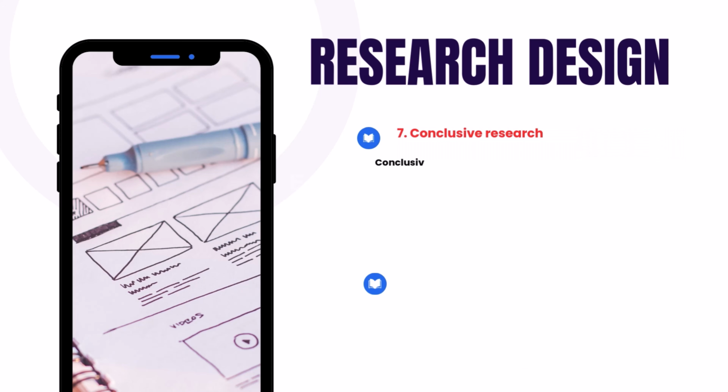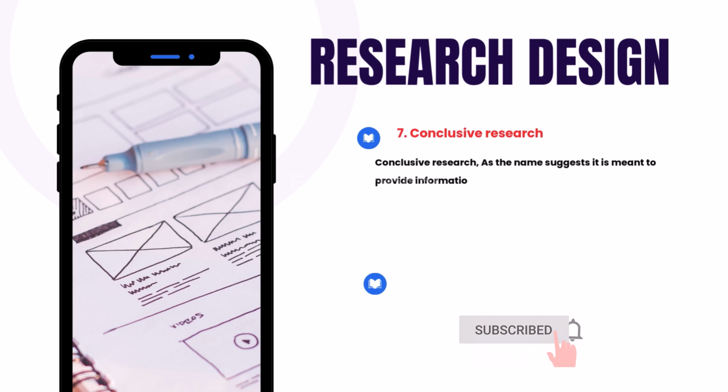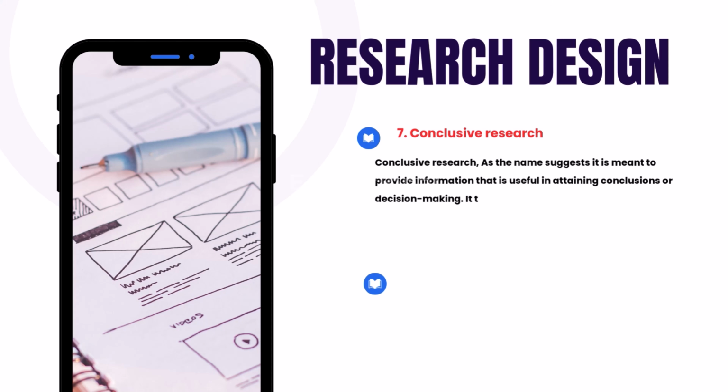7. Conclusive research. As the name suggests, it is meant to provide information that is useful in attaining conclusions or decision-making. It tends to be quantitative. In this type, the research objectives and data requirements need to be clearly defined. Findings of conclusive research usually have specific uses.